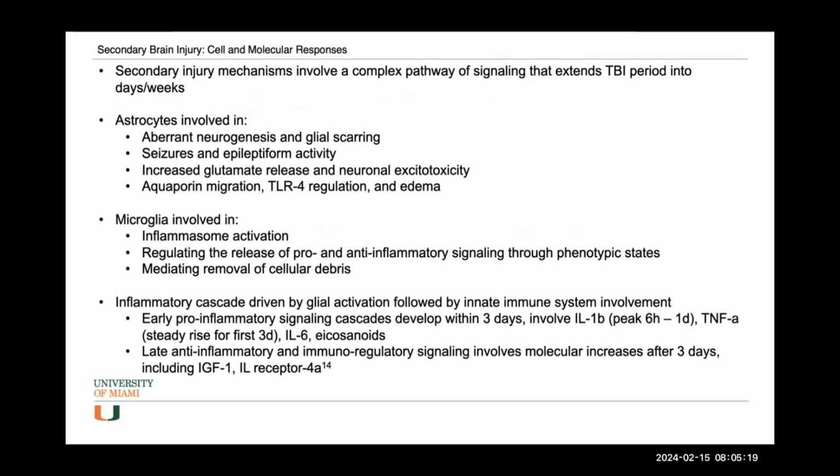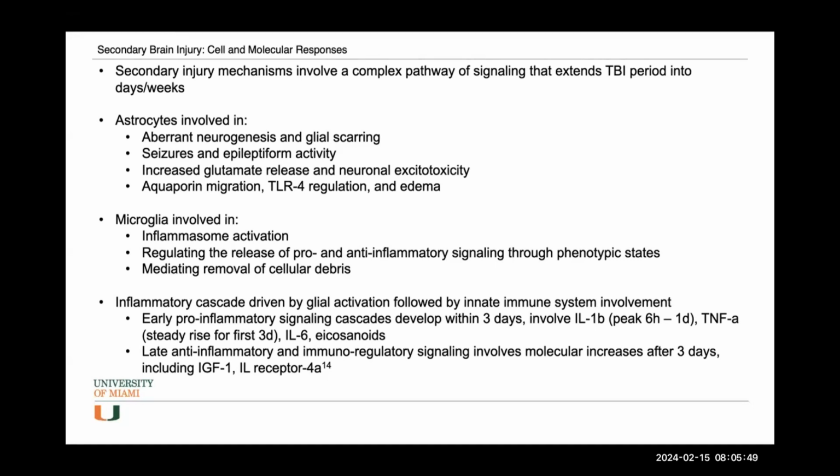Additionally, astrocytes can end up releasing glutamate and having neuronal excitotoxicity that causes abnormal function in regions of the brain where there is focal TBI. And finally, deregulation of the astrocyte response can lead to the migration of aquaporin channels within astrocytes, as well as upregulation of TLR4 receptors that are related to neuroinflammation. And it can result in edema from blood-brain barrier breakdown.